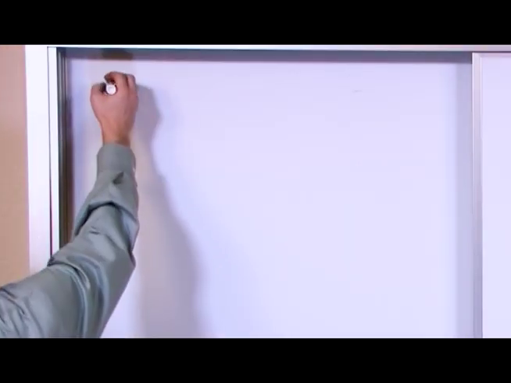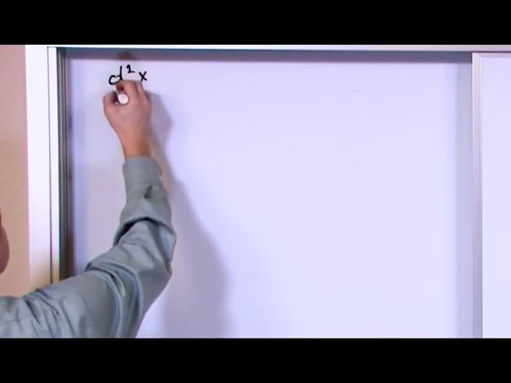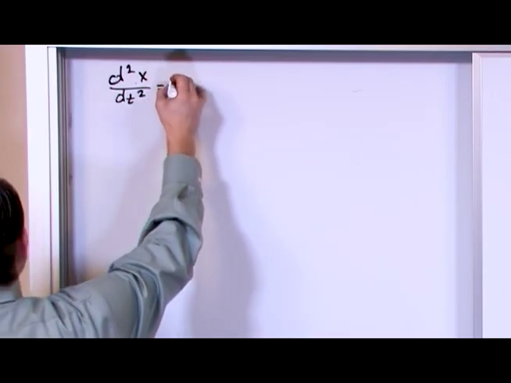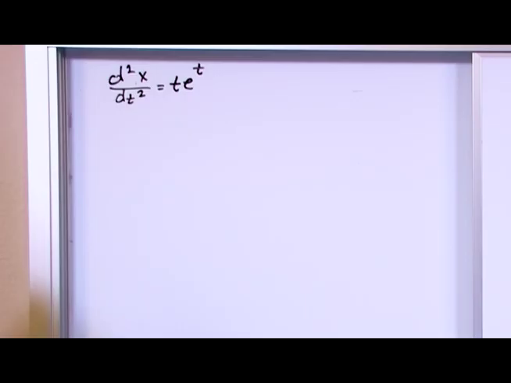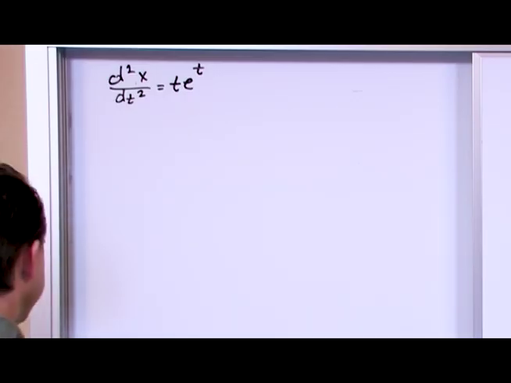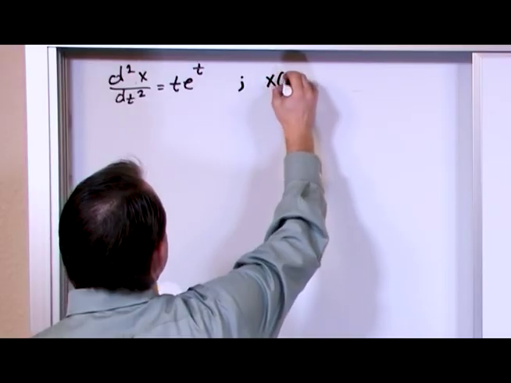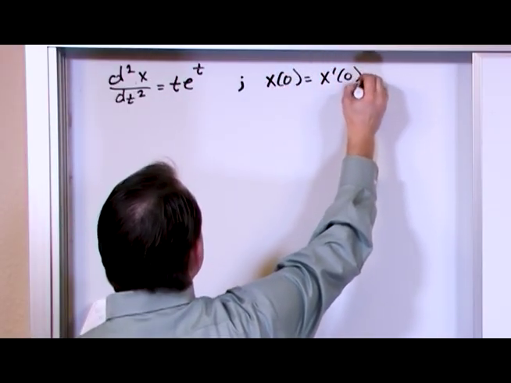Okay, so our last problem in this section is going to be a second order derivative of x with respect to time. And it's going to look awfully simple: t times e raised to the power of t. And the initial conditions: x of 0 is equal to x prime of 0 is equal to 0.